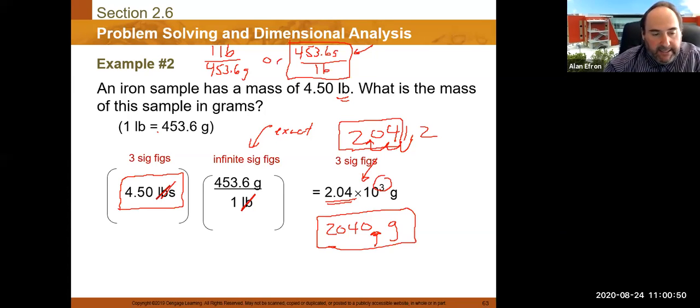And again, you need to get into the habit of showing this setup like that with the units canceling when you're doing these calculations. That is technically in most chemistry classes what is referred to as work. So you need to make sure that you show those things.